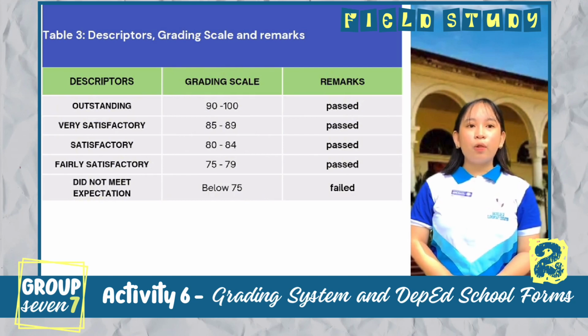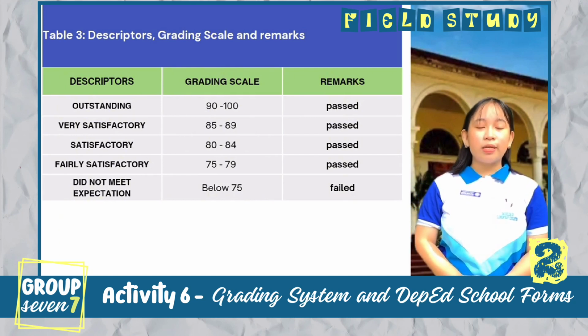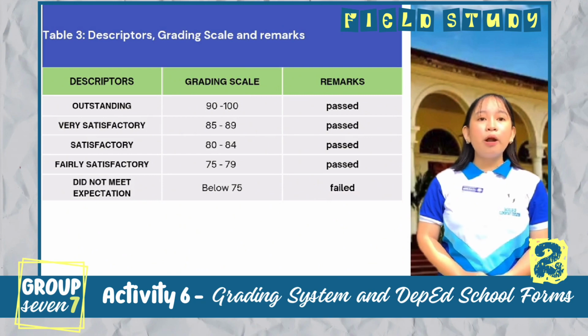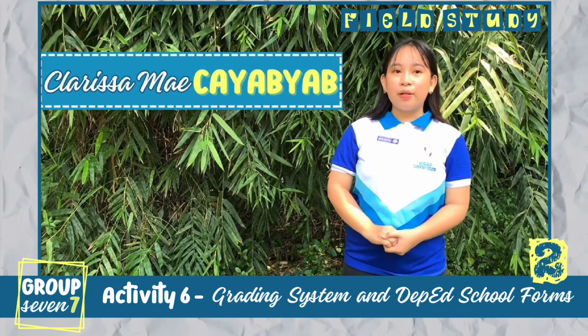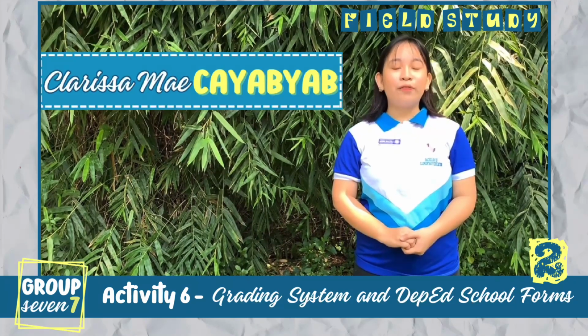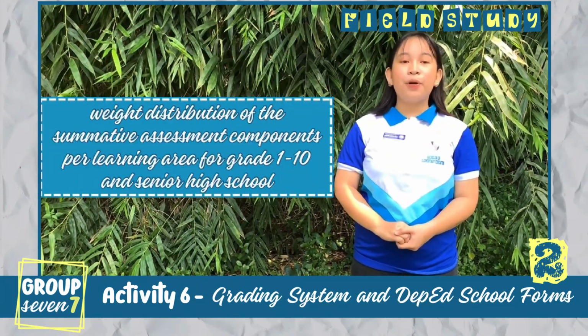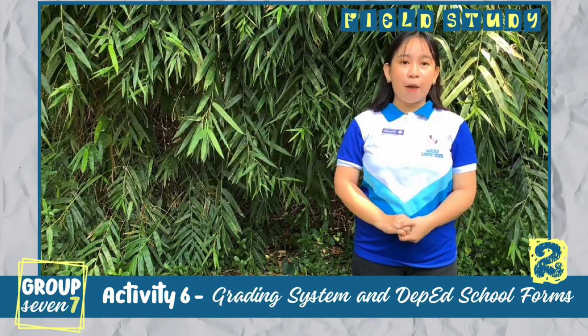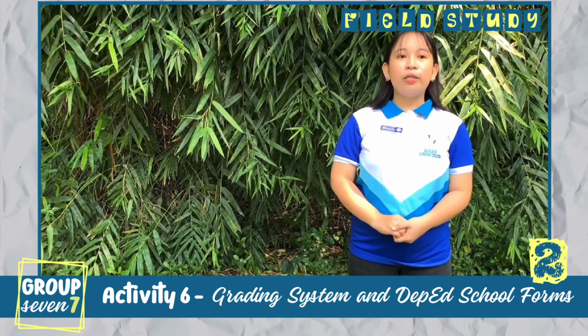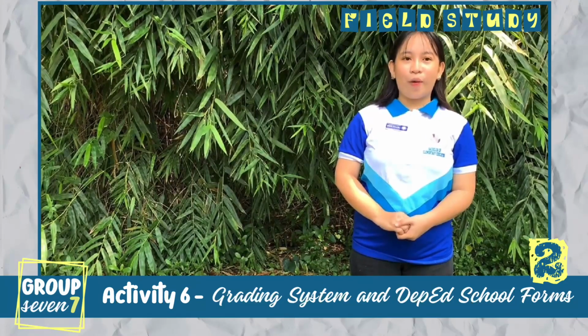The grading scale with its corresponding descriptors is being flashed on the screen. Remarks are given at the end of the grade level. Let's proceed to the following tables containing the weight distribution of the summative assessment components per learning area for grade 1 to 10 and senior high school after the pandemic under DepEd Order Number 31, Series of 2020.